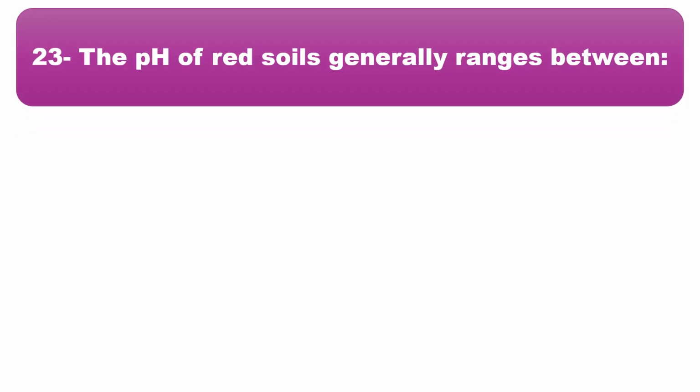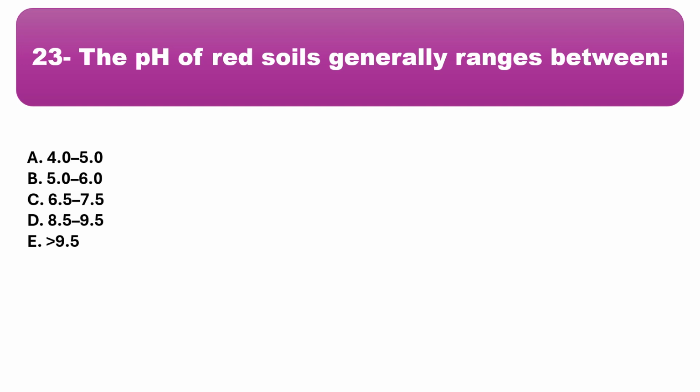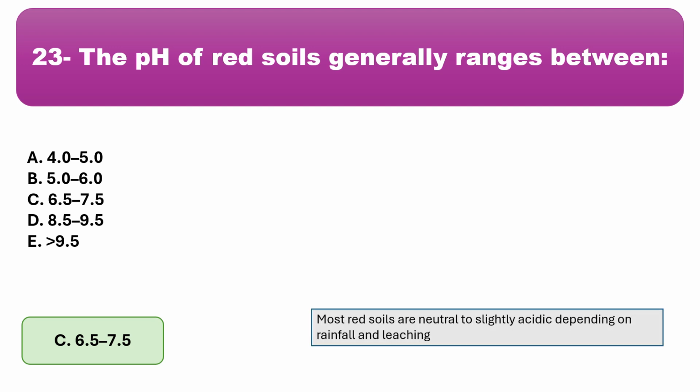Next question. The pH of red soils generally ranges between, the options are 4 to 5, 5 to 6, 6.5 to 7.5, 8.5 to 9.5, and more than 9.5. The correct answer here is 6.5 to 7.5. The pH of red soil generally ranges between 6.5 to 7.5.